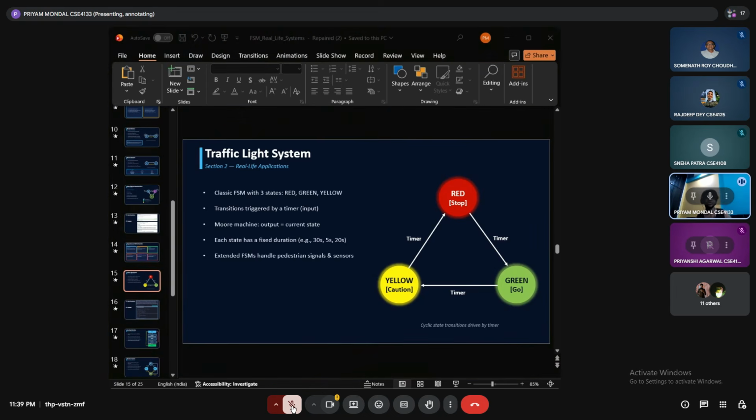It has three states: red for stop, green for go, and yellow for caution. Transition happens using a timer input. It follows a cyclic pattern. That is, first it will go to red, then green, then yellow, and then again red. So it is actually a Moore machine, that is, the output depends only on the current state rather than input.